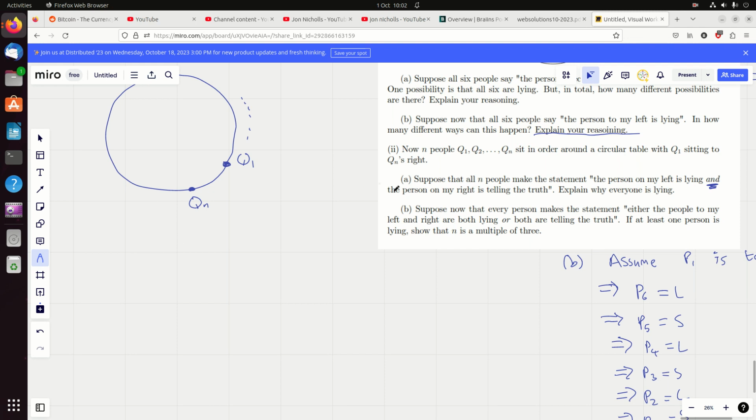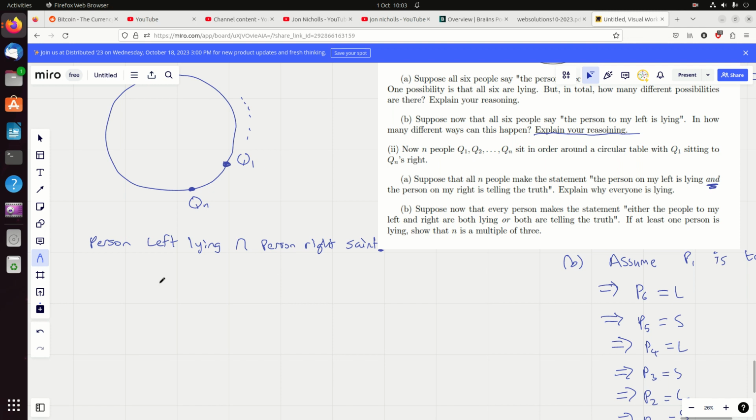So, okay, right. Suppose that all N people make the statement, the person on my left is lying and the person on my right is telling the truth. Yeah, so person left lying, and I'm going to write it like that, person right telling the truth. I'm just going to put saint. Yeah, so both these conditions must hold for that statement to be true. Yeah, and if either condition doesn't hold, that is false.